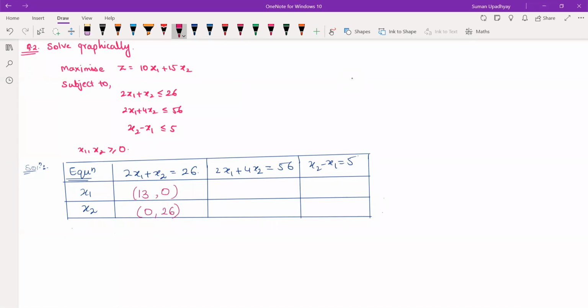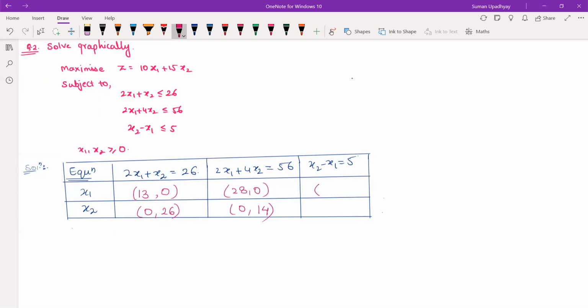Alright, tell me the second one, what will the second equation give? This way you can do it directly. I think 28,0 will come, if I'm not wrong. And the other is 0, 56/4, how much is that? I think 14. Are you also getting the same coordinates?